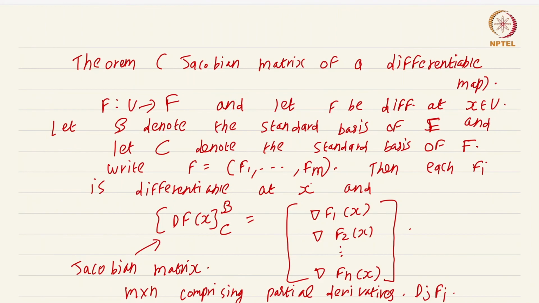In many treatments, we don't even introduce linear maps. We directly define the derivative in terms of this Jacobian matrix. Okay, but I prefer to do this coordinate independent definition of the derivative map as a linear map, because that fits in with our philosophy that the derivative is supposed to be the best linear approximation of a function.